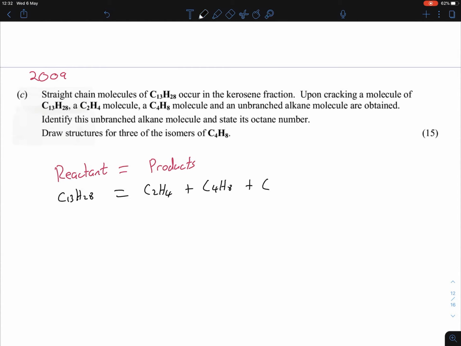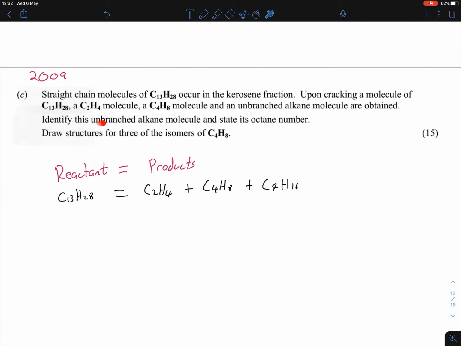This has to be an alkane. So C and H goes there. Count them up. We have 2 carbons here, 4 here, so that's 6 in total. 6 from 13 will give us our 7. Next we're going to the hydrogens. We have 4 here, 8 here, so that's 12 in total. 12 from 28 will give us 16, which makes sense because this has to be an alkane. So 7 times 2 is 14, plus 2 gives us the 16 here.